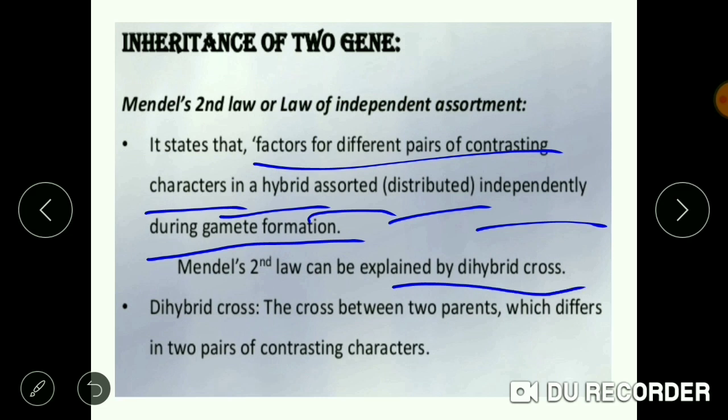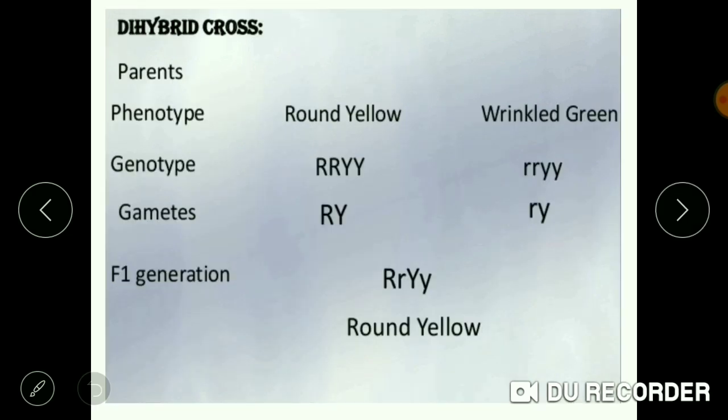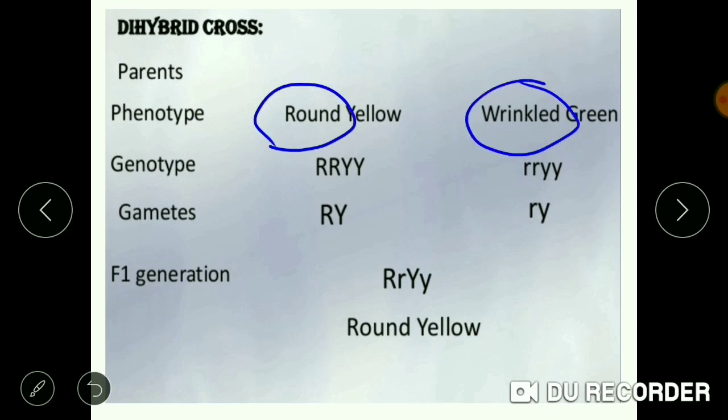What is a dihybrid cross? The cross made between two parents which differ in two pairs of contrasting characters. These contrasting characters here are the shape of the seed as well as the color of the seed. So they have taken two plants with different contrasting characters. One is a plant with round yellow seeds. Another is a plant with wrinkled green seeds.